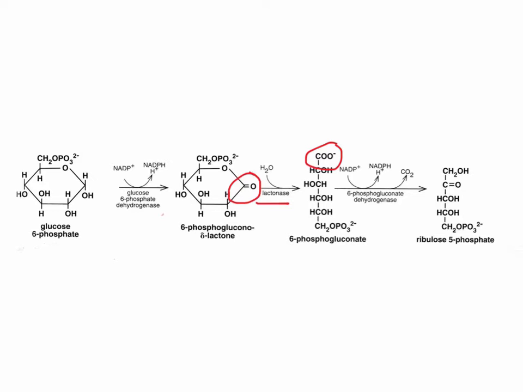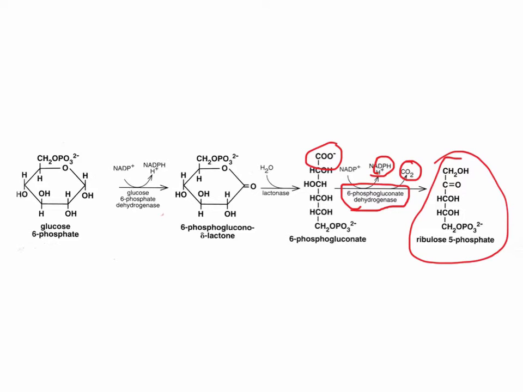There's now a carboxyl group at carbon 1, and this can be decarboxylated in the next step. The enzyme is 6-phosphogluconate dehydrogenase. This oxidative decarboxylation reaction yields another molecule of reduced NADPH and a 5-carbon ribulose 5-phosphate.